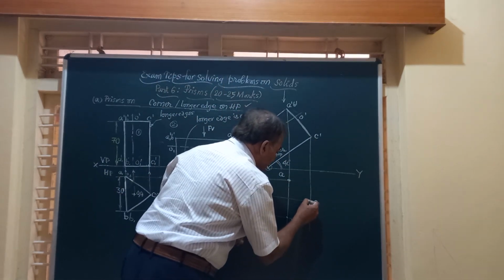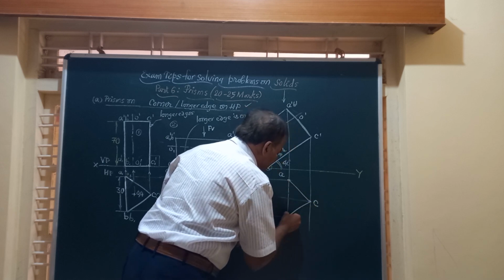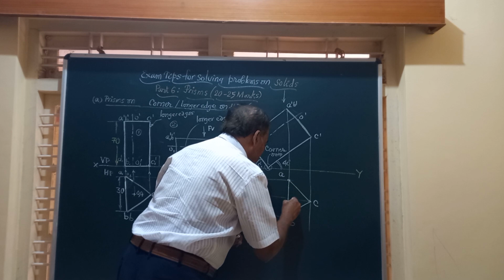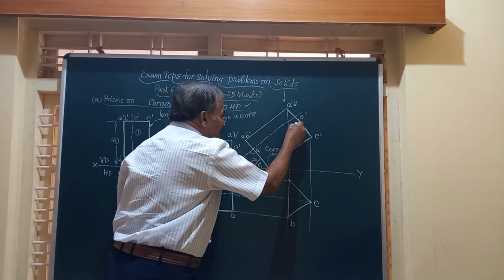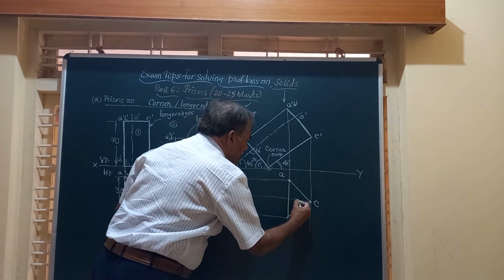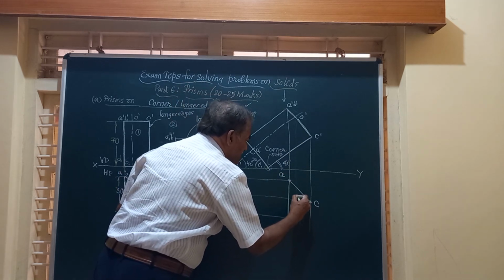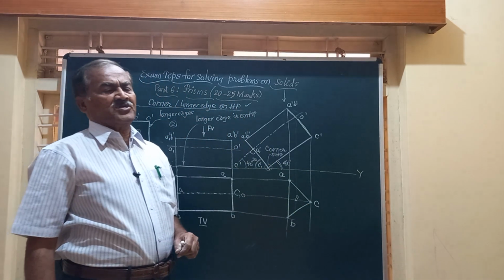So I am going to join A to C, B to C, and A to B, friends. This is how it looks. Then O is here, the center of the top face, and horizontal from O, vertical from there. This will give you point O, the center of the top face.